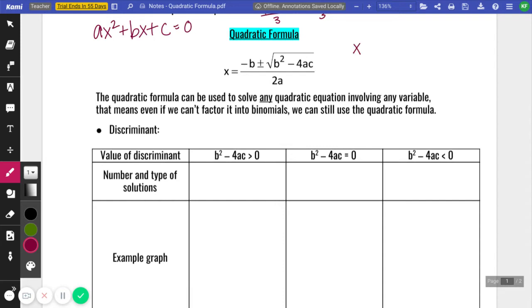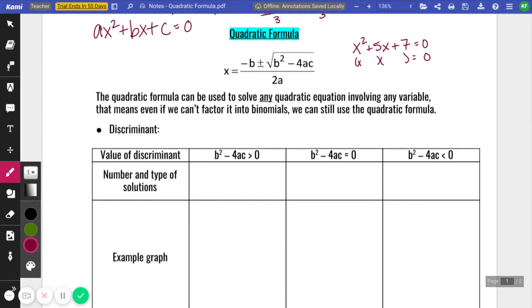So for example, if I had the quadratic equation x squared plus 5x plus 7, and I was supposed to solve that. If I tried to solve it by factoring, the factors of 7 are only 1 and 7, and they're supposed to add up to 5. That is not possible. 1 and 7 will never equal 5. So that means I cannot solve this one by factoring. My other option is to use the quadratic formula.